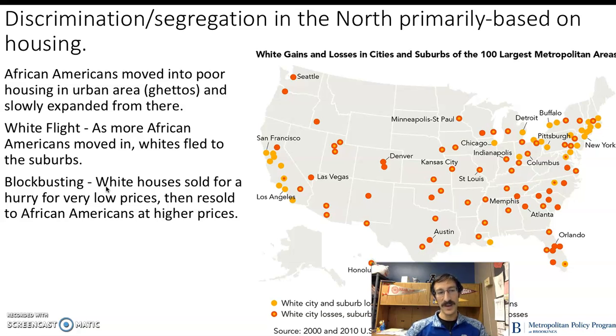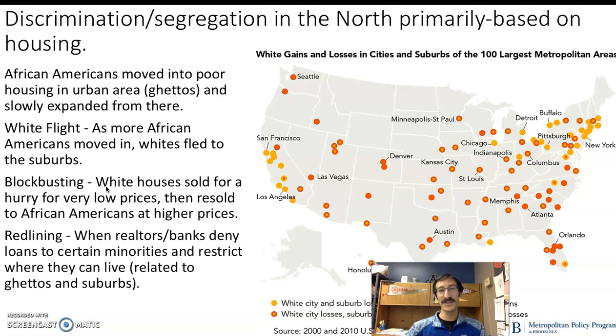So with white flight, with African Americans moving in, we also get blockbusting. This is when white houses were sold for a low price because they were trying to get out in a hurry, and then they resold them to African Americans at higher prices. All right, so essentially screwing over African Americans and whites just to make a quick buck if you are in retail. But then we also got this practice known as redlining.